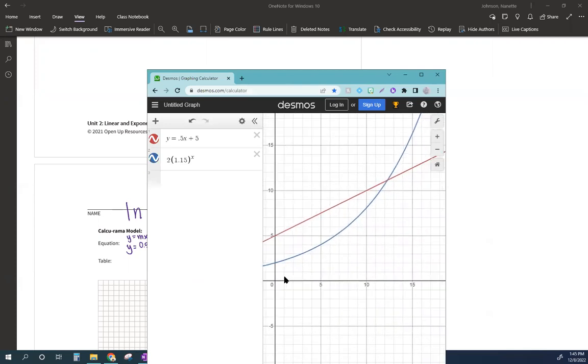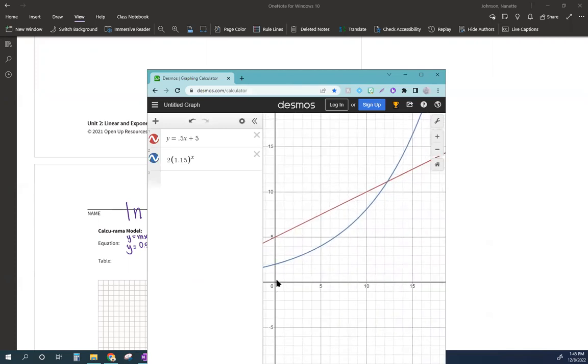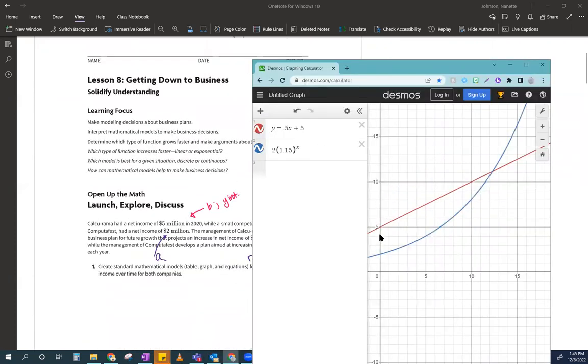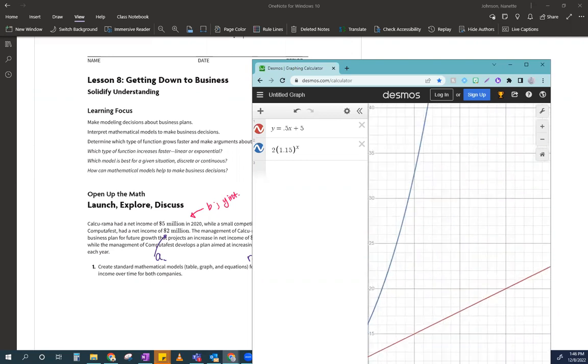So let me scoot my window over. So this is in 2020, right? Because that's what they started us off at. So in 2020 and every single year after that, in 2025, Calculorama is still winning. And then in 2030, Calculorama is winning. And then something happens and then boom, right? ComputerFast is winning, or Computafest. It's not fast, Computafest. Computafest eventually ends up winning, and winning by a lot, right?